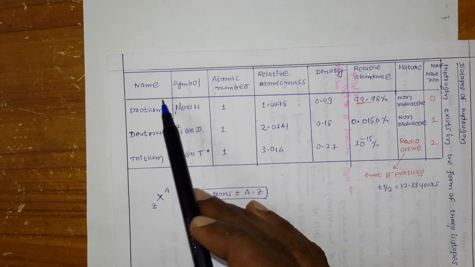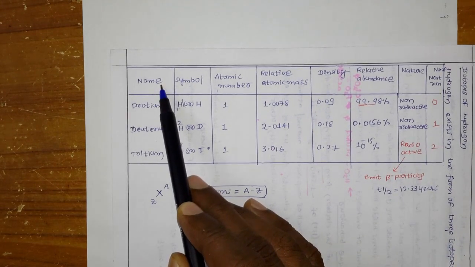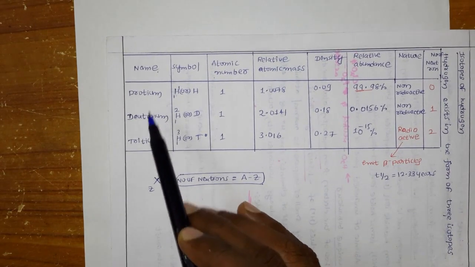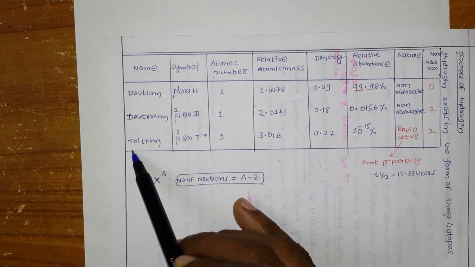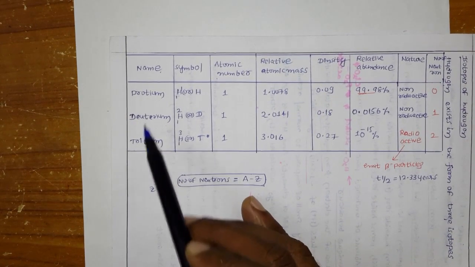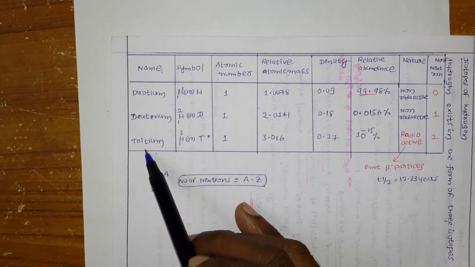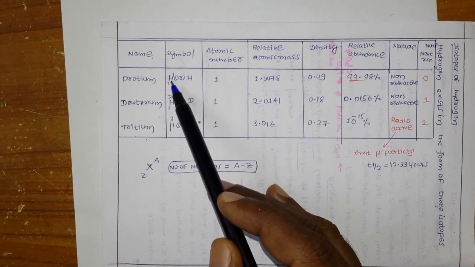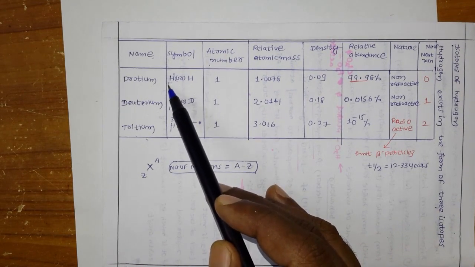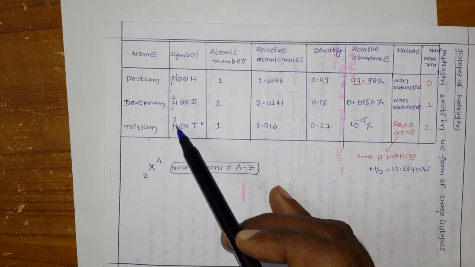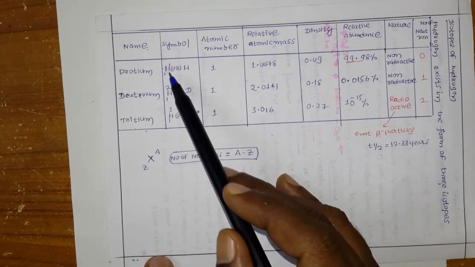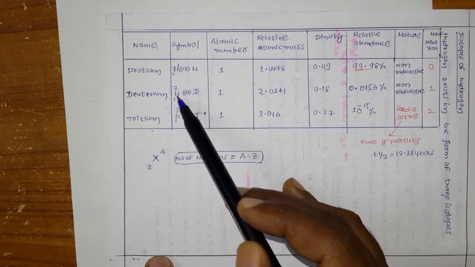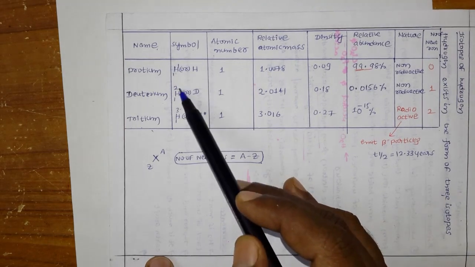Here, hydrogen has three different isotopes. The first one is protium, another is deuterium, and the last one is tritium. You see the symbols: H 1 1, H 1 2, H 1 3. For all of them the atomic number is the same, 1, but the atomic mass is different: 1, 2, 3.